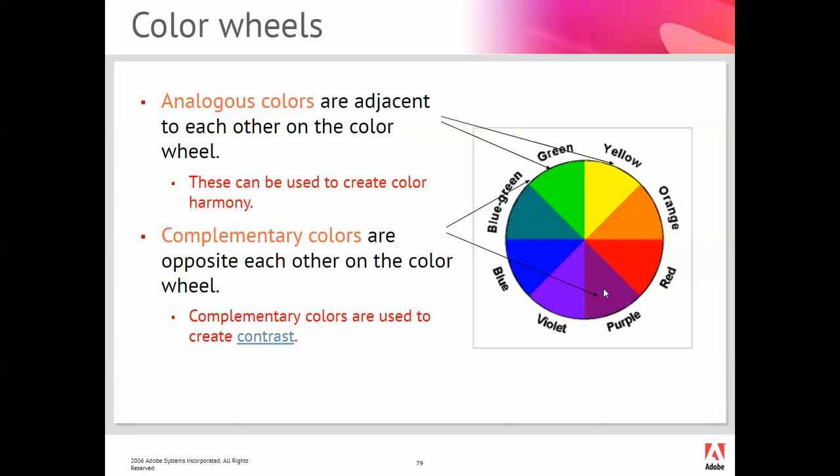If you put green and purple, it is a lot of contrast. So let's say you had a yellow background. You wouldn't do the words in green because they wouldn't stand out very much. But if you had a yellow background and did the words in violet or purple, it would stand out because they're complementary. So complementary colors are used to create contrast, while these other colors create harmony.